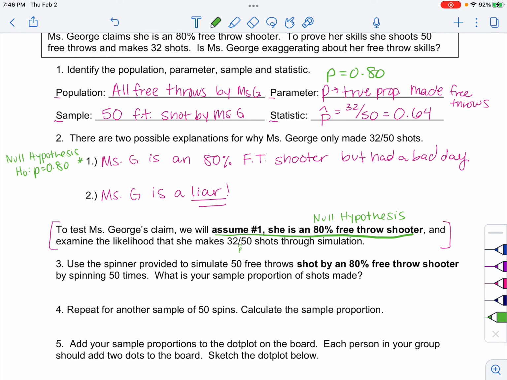But then there's a second option. There's a second explanation. That is that it's not true, that I'm a liar. That is what we call the alternative hypothesis. So for us, we're going to do HA, it's not going to be P is not equal to 80. We're going to look at our statistic, right? It looks like here I am a less than 80% free throw shooter. So we're going to say our alternative hypothesis is that P is actually less than 80.